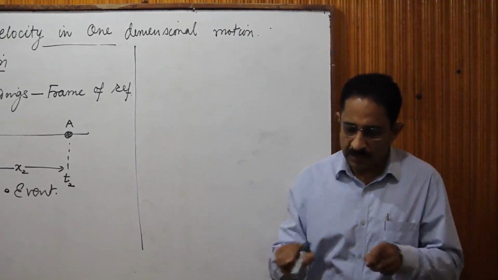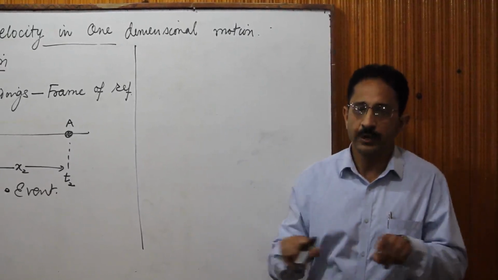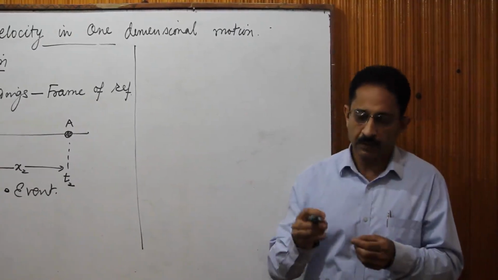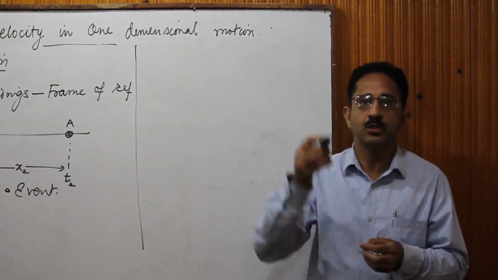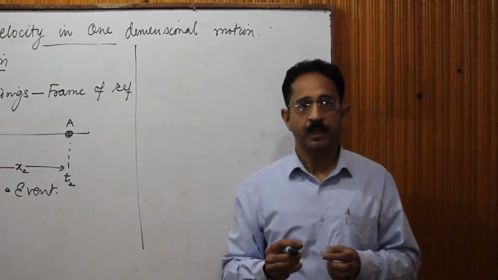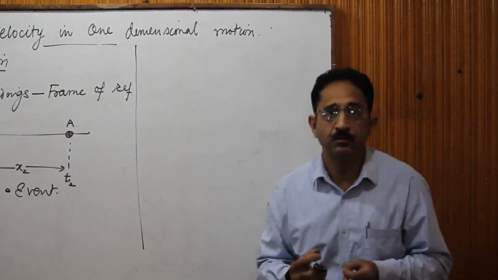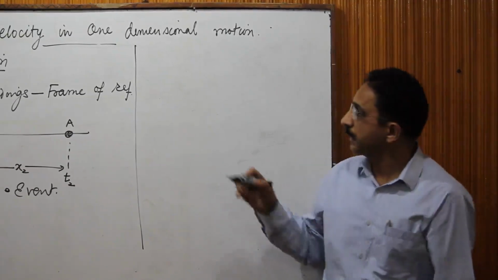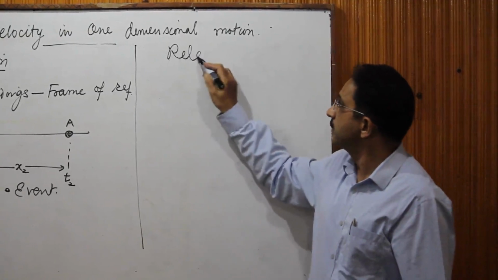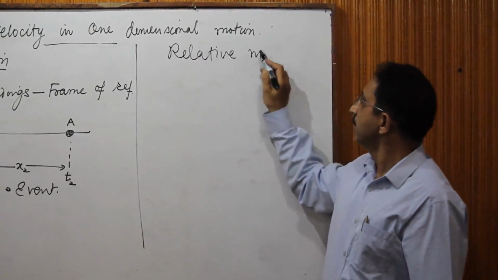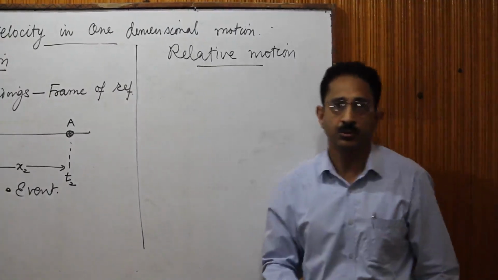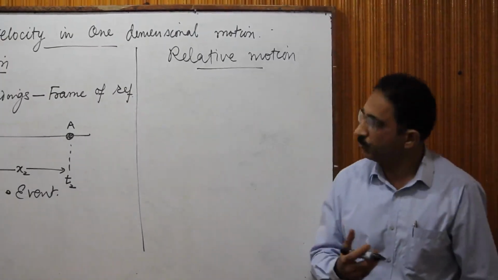If two passengers are sitting in the same bus and look at each other and say they are in the state of rest, perfect. But both of them are in a state of motion with respect to the sun. They are in a state of motion with respect to the moon. In other words, the concept of relative motion arises as something very common related to motion. So what is relative motion now?